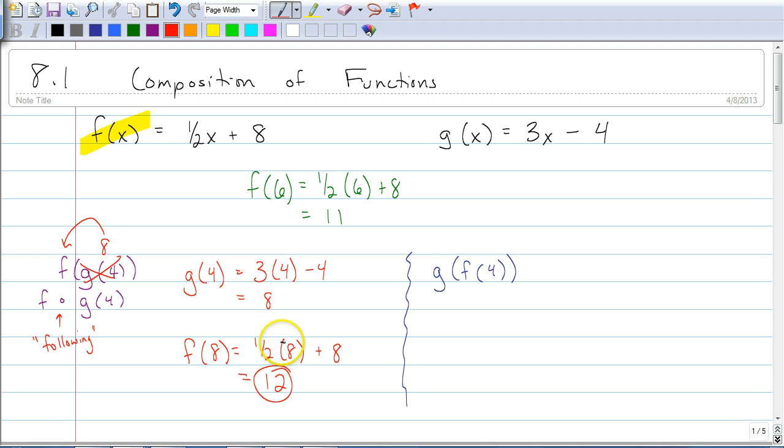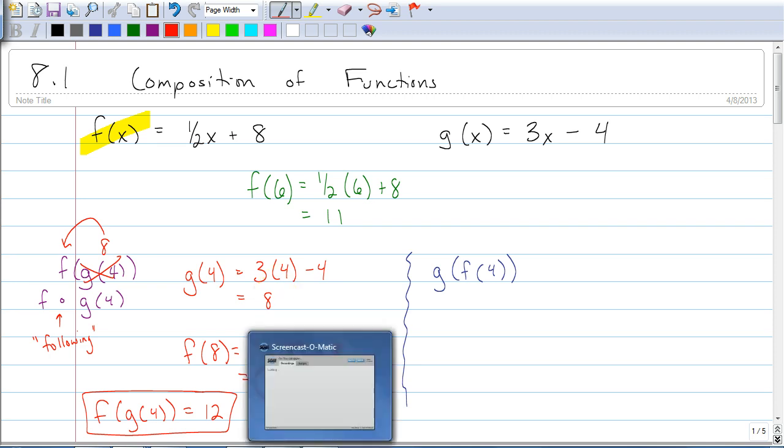So I don't have two answers. Don't think that 8 and 12 are my two answers. I'm only going to have one final answer, and that's going to be 12. So in other words, when I put 4 inside of function g and take that answer and put it inside of function f, I get 12 as my final answer. 8 is just a stepping stone to get to that final answer.